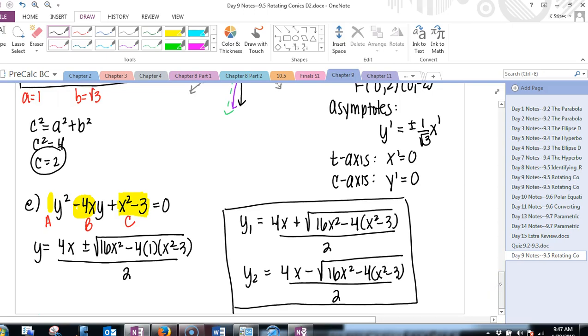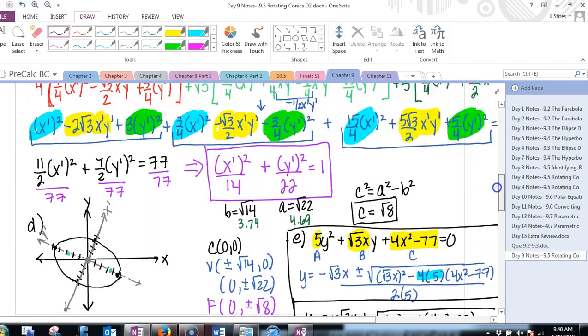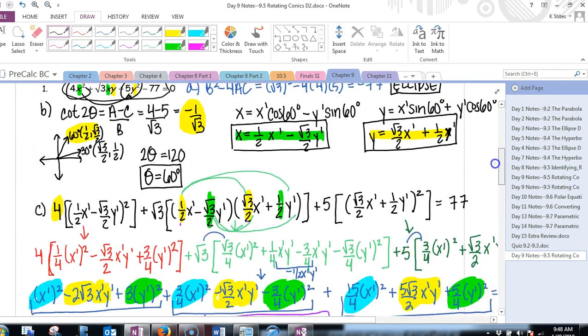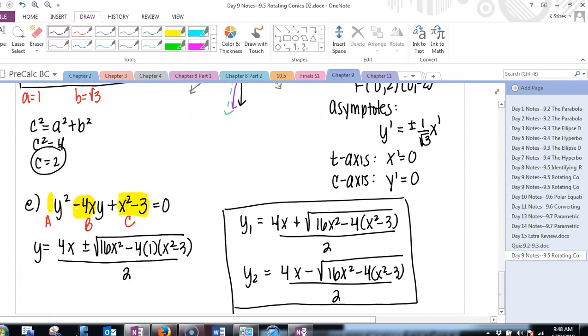So on your quiz, you will have one of these problems. It will either be a hyperbola or an ellipse. You should expect it to be something with a 45 degree, a 60 degree, or a 30 degree angle of rotation. If you don't get one of those angles, then something has gone horribly wrong and you need to figure out what it is. So hopefully this was helpful, and I hope you have a great weekend or a great Monday, whenever you happen to be watching this. See you tomorrow.